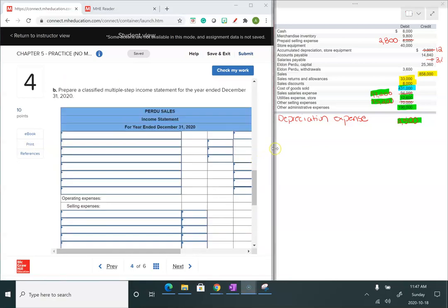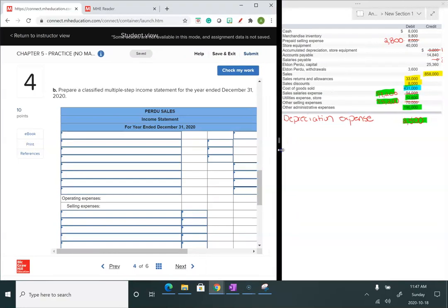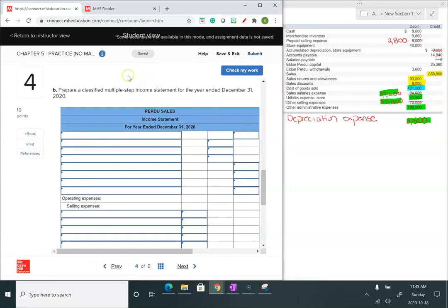Okay, so now I'm going to put together my income statement. So we have the name of our company. The type of income statement is a multiple step income statement. You guys have prepared a single step income statement before. And the title is for the year ended, whatever period you're in. So this is for December 31st, 2020. So I'll start with my sales, and I'll take the amount from here, which is 858,000.